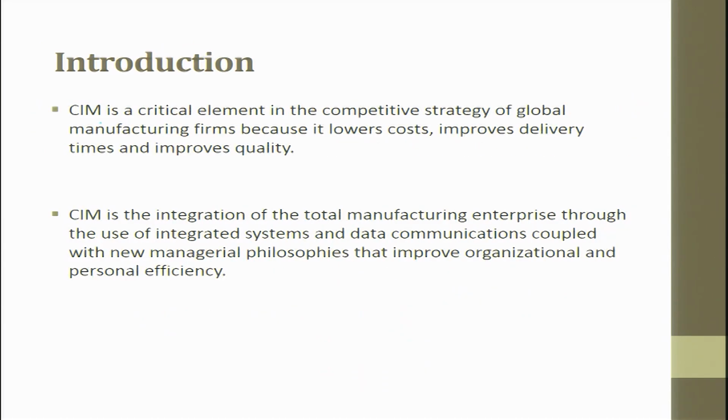CIM is a critical element in the competitive strategy of global manufacturing firms because it lowers the cost, improves delivery time and improves the quality. So, the moment a company starts using CIM, what happens? The cost is reduced because you do not have to do several iterations. Today you do optimization of design, you do simulation, understand the part, iterate the part, and even the first part you manufacture will be the original, live part used for application. So when CIM environments are used, the cost goes down. The delivery time is also more and more clear.